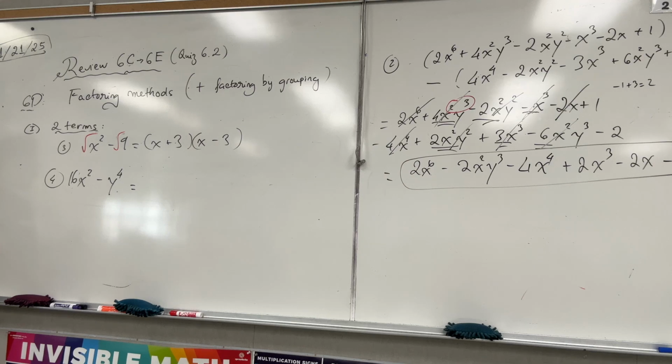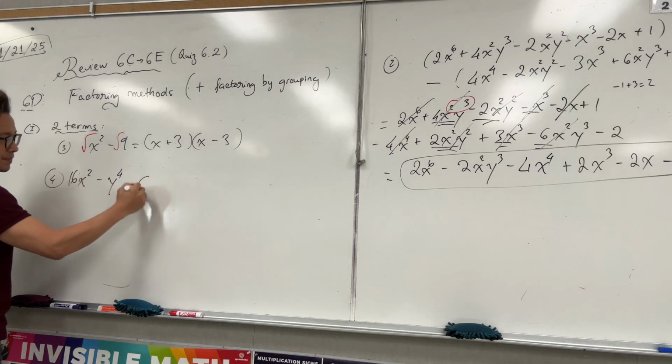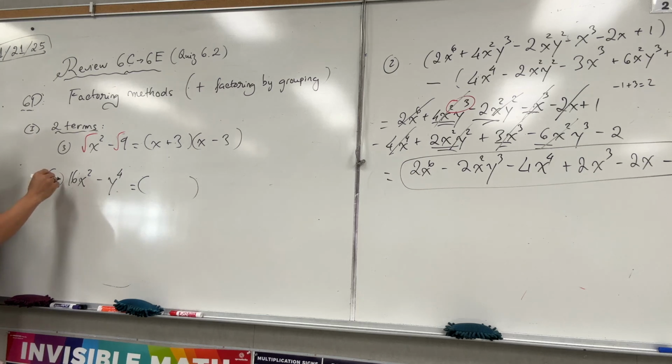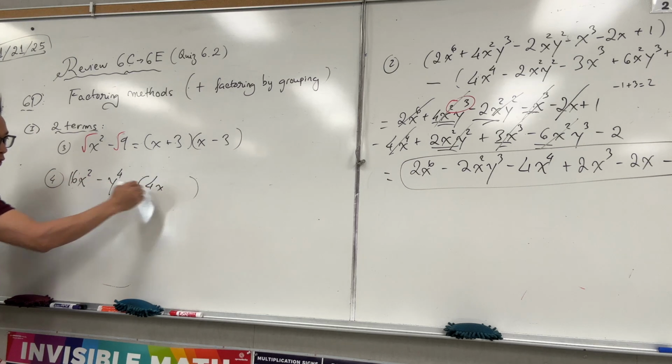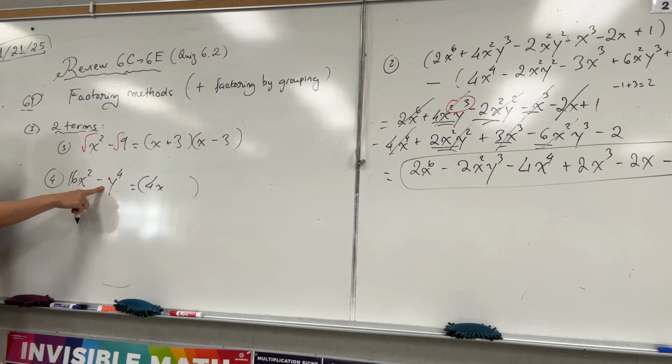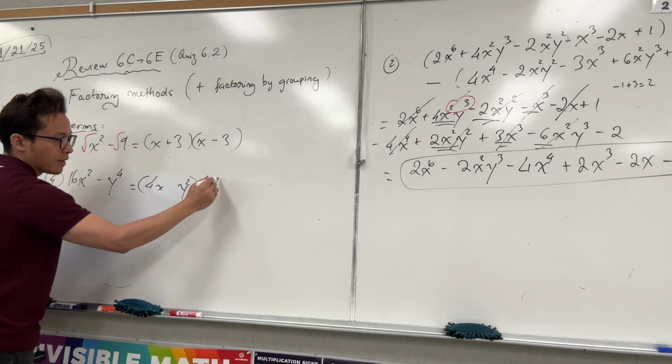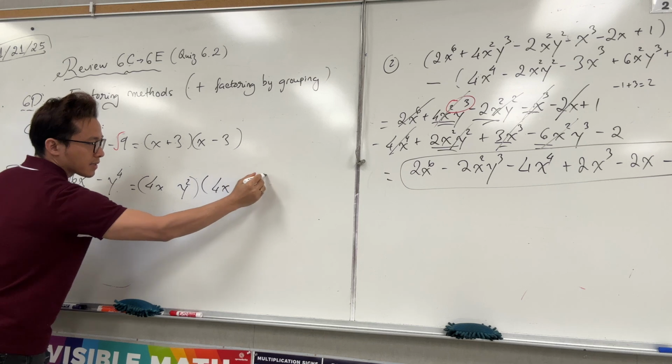Same thing. Is 16 a perfect square, right? And then x squared and y to the 4th, they're both even. That means they both can be something squared. How do you write it? 4x. What is the square root of y to the 4th? Y squared, right? You divide the exponent by 2. And that's it, one plus, one minus.